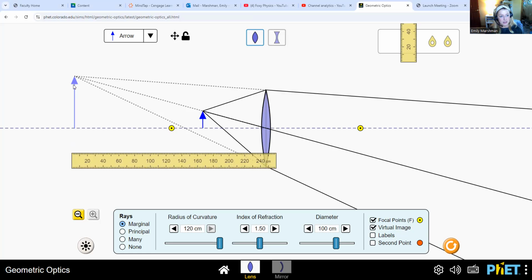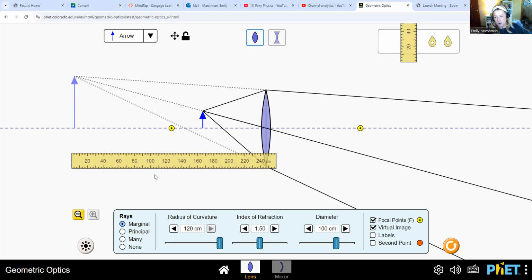So the image is being formed on the same side as where the object is, and it's on the opposite side of the light that actually leaves the lens. On the right side, the light never converges. It never forms a real image over here on the right-hand side. But if I take those light rays and extend them back, it appears like the light is coming from behind the lens.